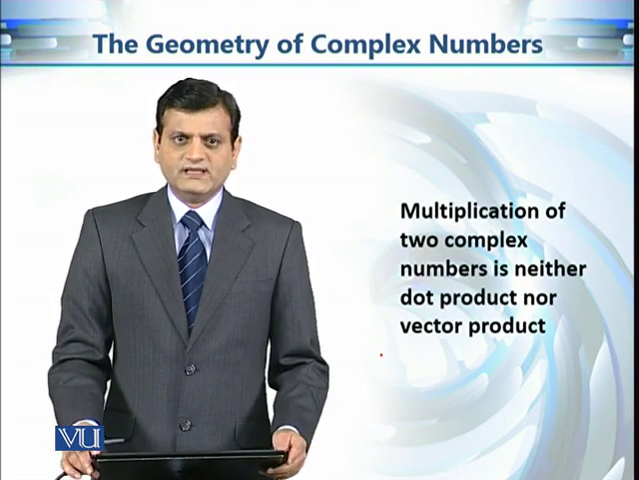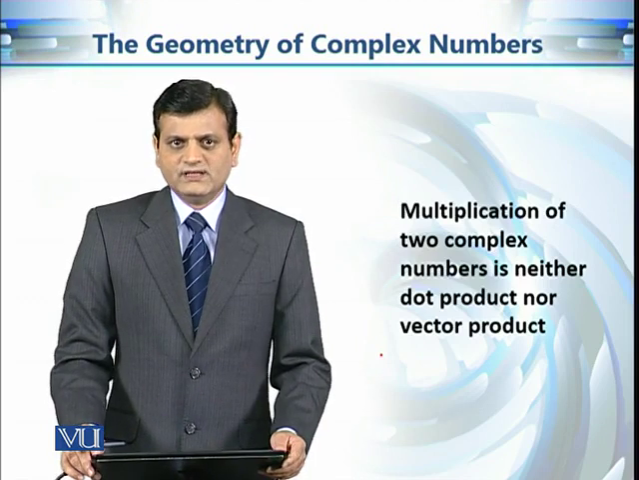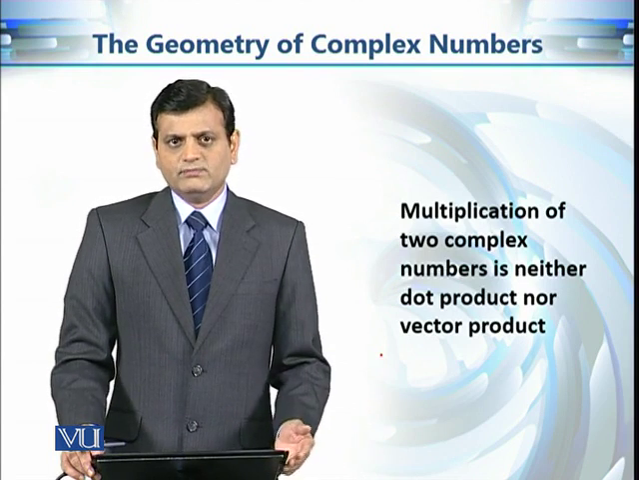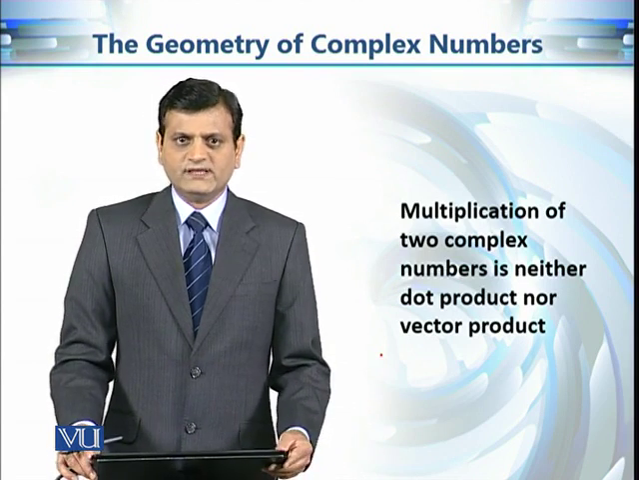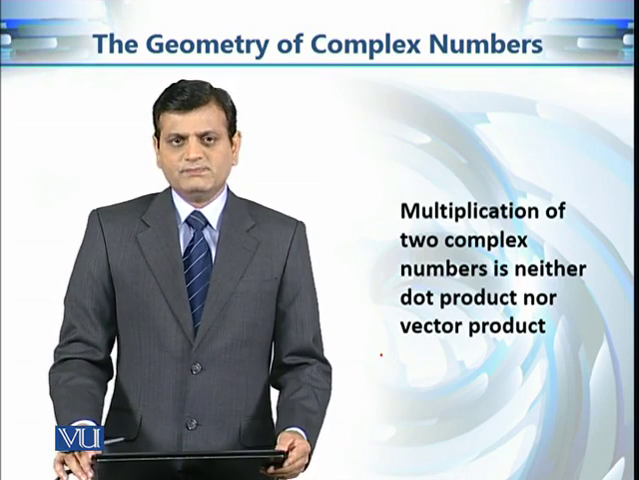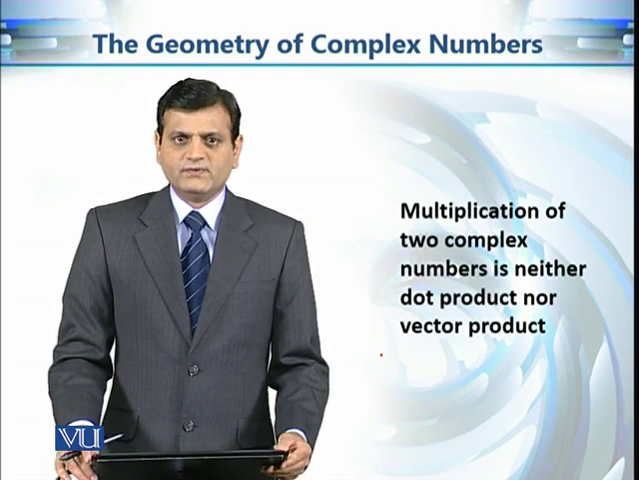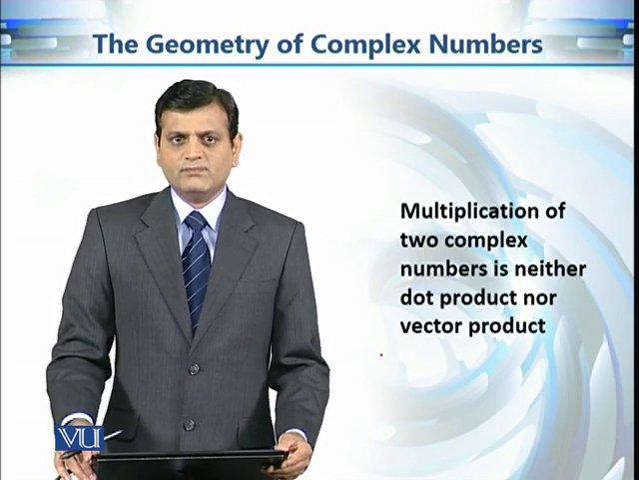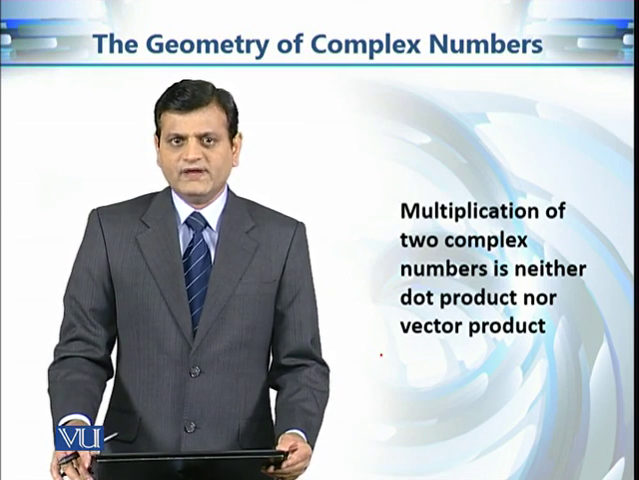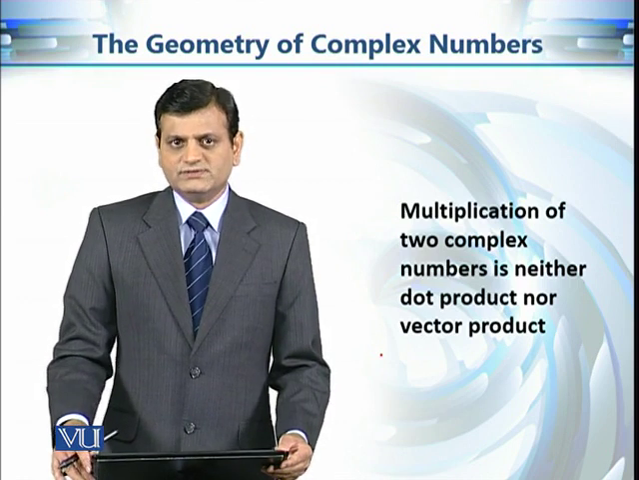So from vector analysis, we know that we can multiply two vectors by using dot product, also known as scalar product, or by using cross product, also known as vector product. So these two multiplications, dot product and cross product, are different from the multiplication of complex numbers. Okay? We cannot say that the multiplication of vectors comes from the multiplication of complex numbers.